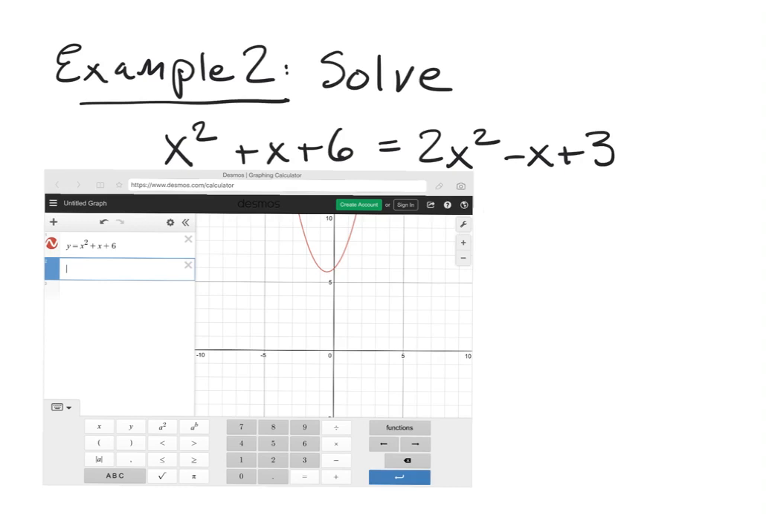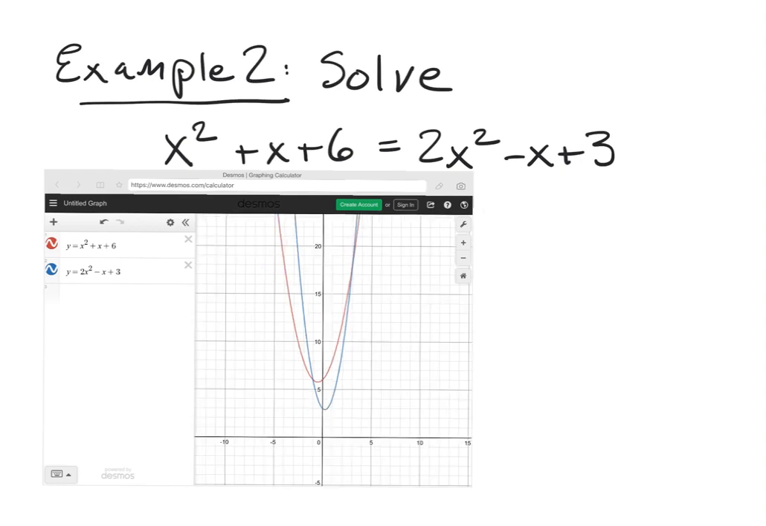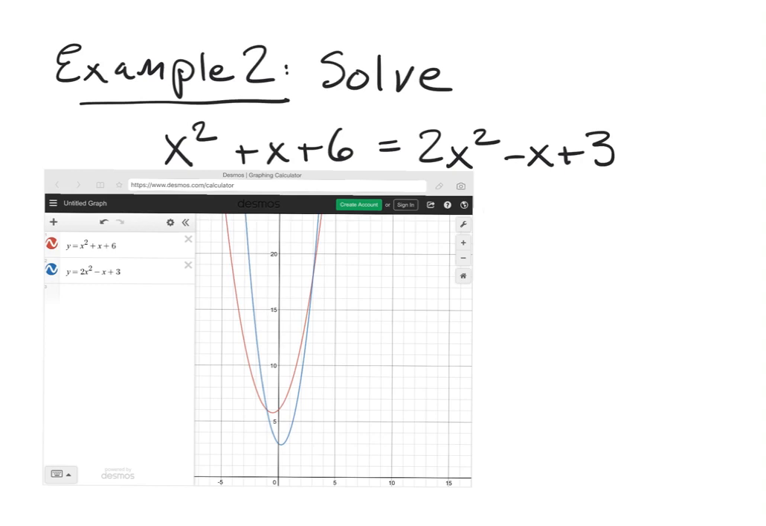Now for the blue graph, we're going to type in 2x squared minus x plus 3. So y is equal to 2x squared minus x plus 3. Now we can clearly see the two parabolas. If we look closely and get the graph right, we should see the solution points. It looks like one is right there at negative 1, 6. The other is up here at 3, 18.